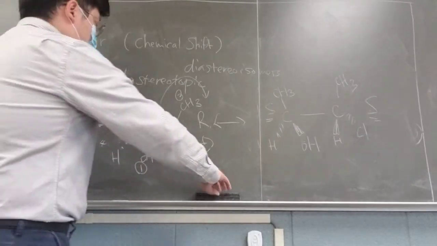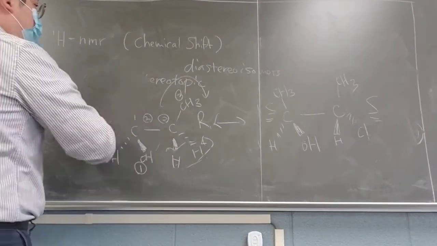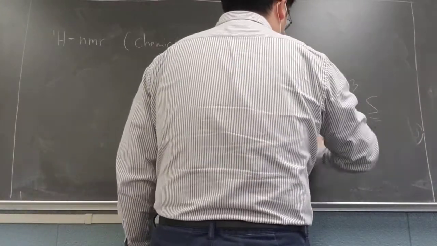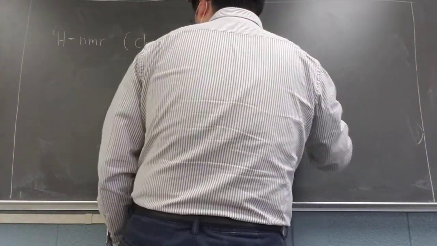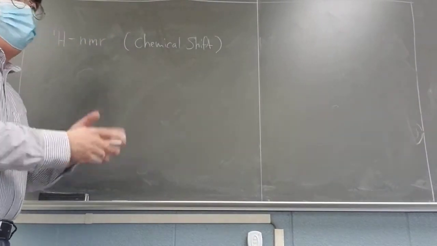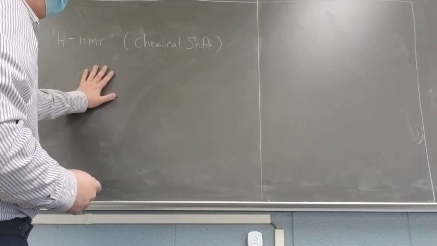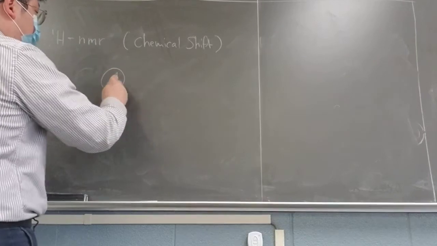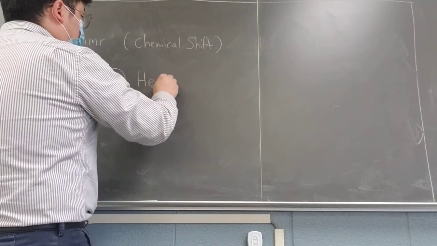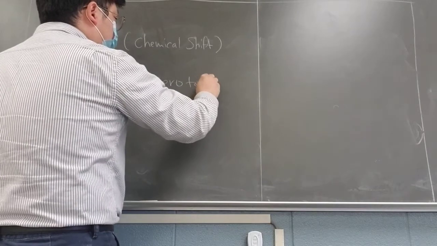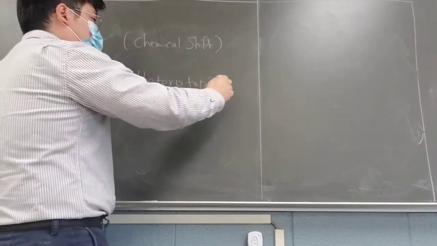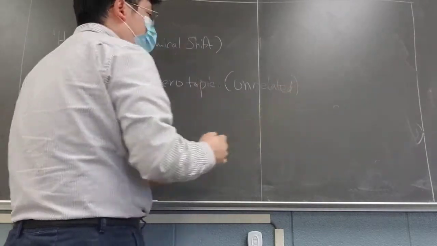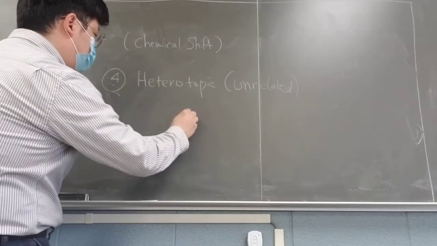So I just want you to remember, if they are just the same, you can say it's homotopic. Or the mirror image, enantiotopic, it would be just one signal from these two, but if it's diastereotopic, it would be two signals. And this is a kind of obvious one, but we call this heterotopic. In your textbook, it says unrelated, meaning it's just a totally different hydrogen. I can give you one example here.